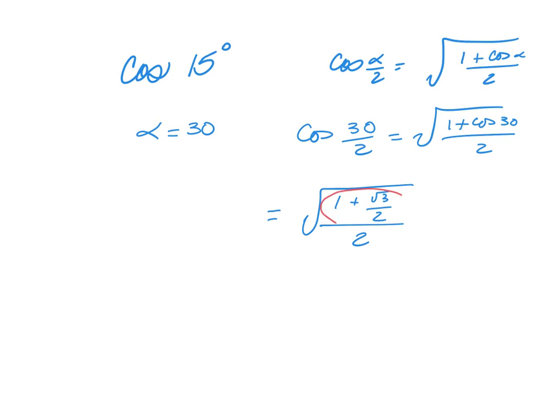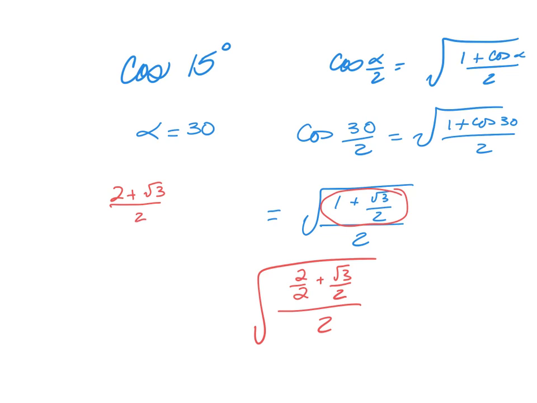1 plus root 3 over 2, let's make that one fraction first. So we find a common denominator, and that would be 2 over 2 plus root 3 over 2, all over 2, and all under the hood. Everybody see what I did? I just changed the 1 to give a common denominator. And now I have 2 plus root 3 over 2, all over 2 under the hood. I changed it to where the top is one fraction.